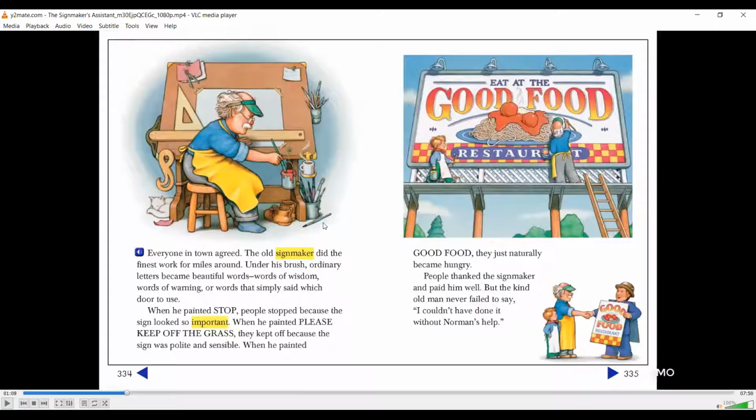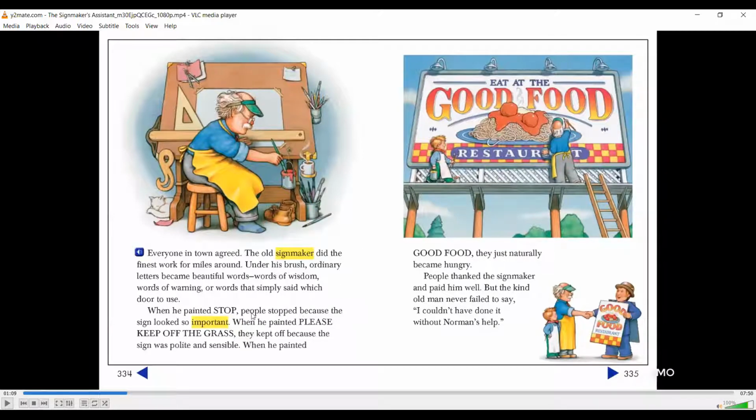Now I'm going to pause this video so that we can have a look at what the sign maker is. So as you can see, a sign maker makes signs for all sorts of people to know what to do and where to go, to know where to stop and where to go, and where specific places are. So that is what a sign maker is.